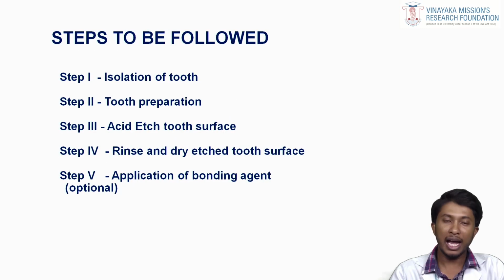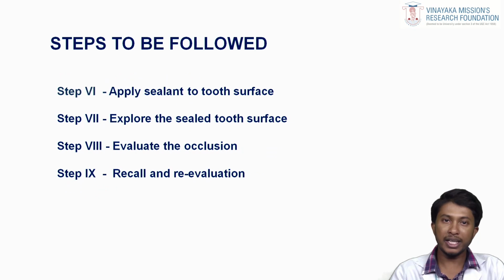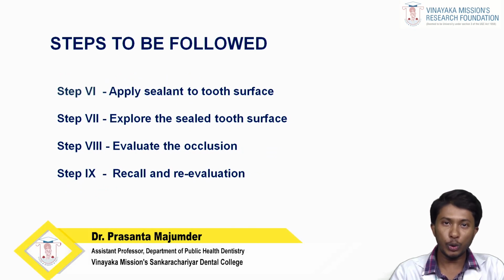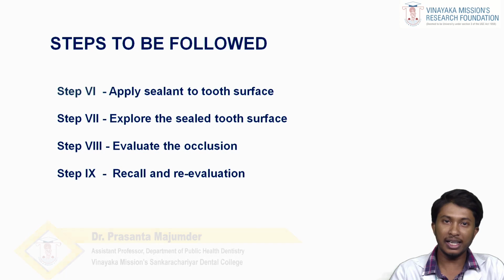We saw the indications and contraindications of pit and fissure sealants. Let's see the main steps in pit and fissure sealant application. Step 1, isolation of the tooth; step 2, tooth preparation; step 3, acid etch the tooth surface; step 4, rinse and dry the tooth surface; step 5, application of bonding agent, which is optional; and step 6, apply sealant to the tooth surface. Then explore the sealed tooth surface, evaluate the occlusion, and the last step is recall and re-evaluation.